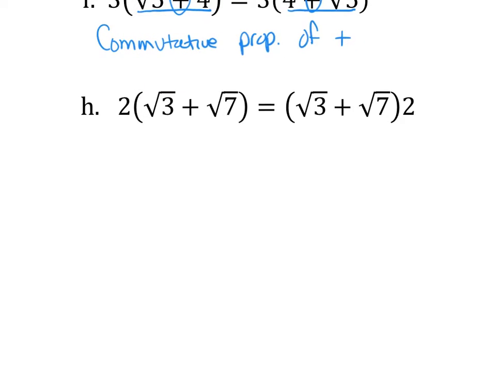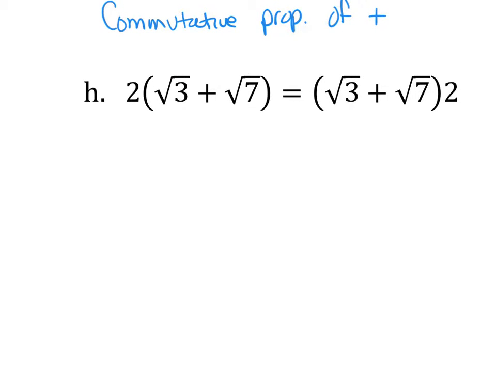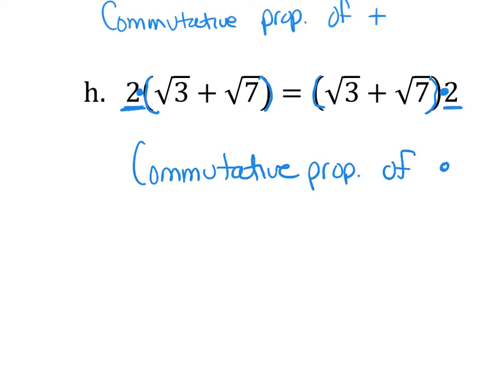And then the last one. What changed here? Going left to right. The order, yeah. The 2 was being multiplied out in front, but then it moved to being multiplied after the parentheses. So since the order changed, that means it has to be commutative. And the numbers that flipped, in this case it's the 2 and this stuff happening in the parentheses, these were being multiplied. So that means it'd be the commutative property of multiplication.